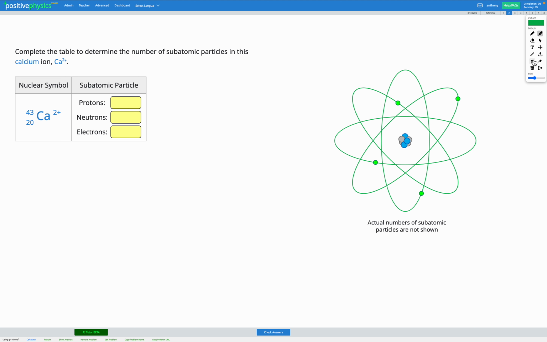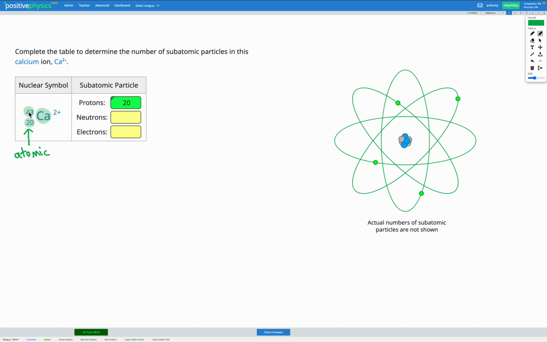In this question, we're asked to complete the table to determine the number of subatomic particles in this calcium ion, Ca2+. So this question is about calcium, which has the symbol Ca. The number on the bottom left here, that is our atomic number. And that number tells us the number of protons. So since the atomic number is 20, that means we have 20 protons.